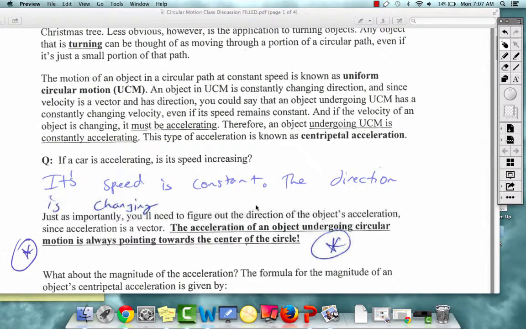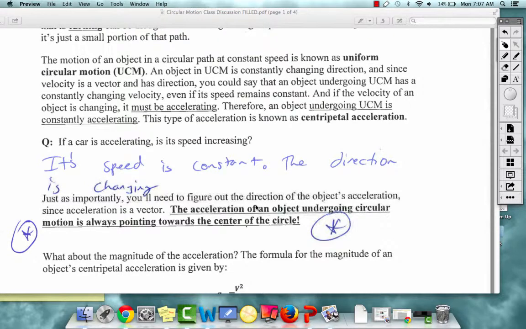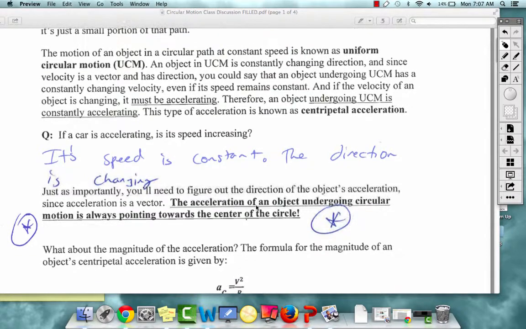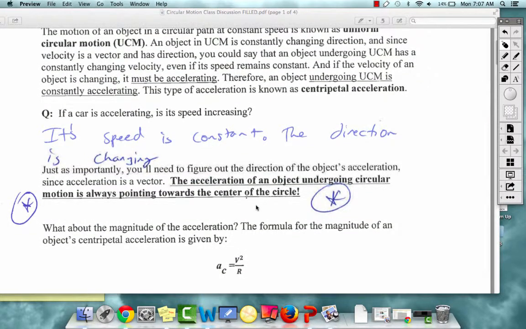One key concept, and it's something I'll ask you over and over again in various worksheets and quizzes, is: what is the acceleration direction? If I draw an object undergoing circular motion, what is the direction of the acceleration? The acceleration is always pointed towards the center of the circle, always. So if I ever ask a question about that, it's a very easy answer. You just draw an arrow pointing to the center of the circle.